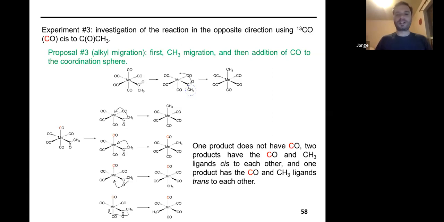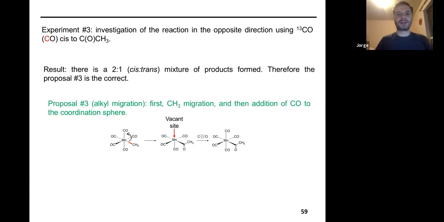So let's see what is the result of the experiment. So the result says that there is indeed a 2-to-1 cis-trans mixture of products formed. Therefore, the proposal number 3 is the correct one. And proposal number 3 states that there is alkyl migration. Okay, so first the CH3 migrates, and then there is addition of the CO ligand in the vacant site.